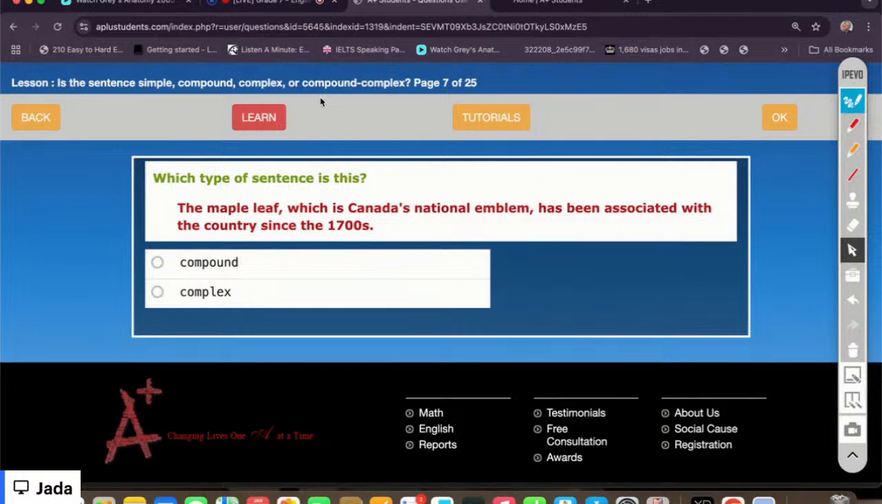"The maple leaf, which is Canada's national emblem, has been associated with the country since the 1700s." So, what do you think? Compound or complex sentence? This is a complex sentence. It has an independent clause and one dependent clause.